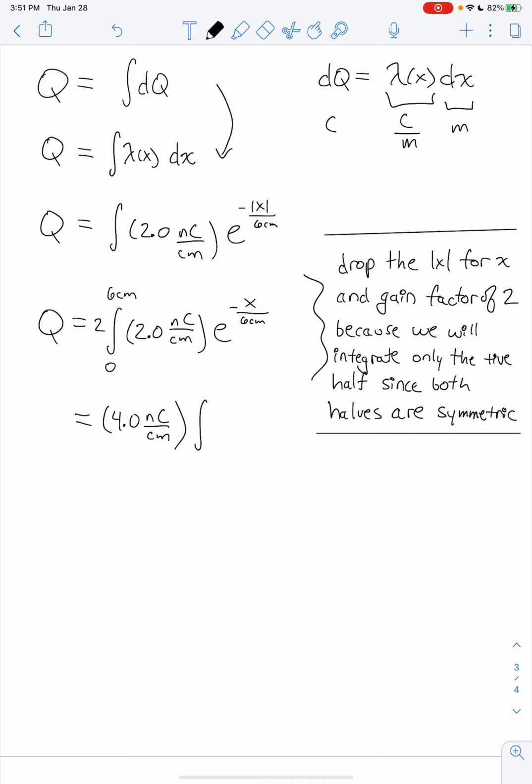And then we've got our integral from 0 to 6 centimeters, exponential to the negative x over 6 centimeters. Oh, yes, I forgot a dx all along. It's important that we keep the dx. Okay, 6 centimeters dx. And that's all for q.